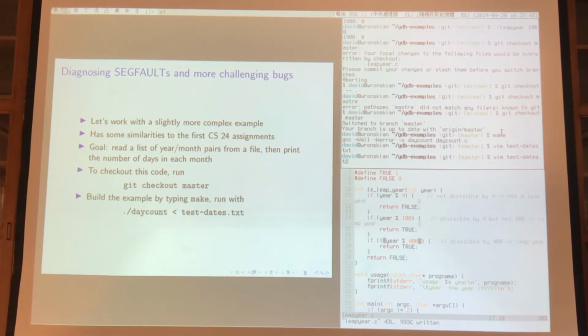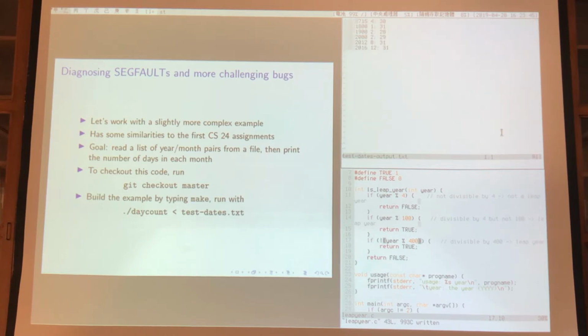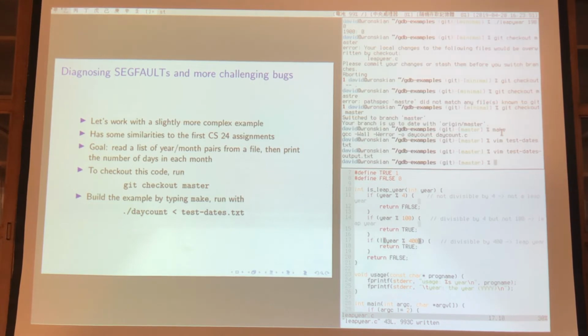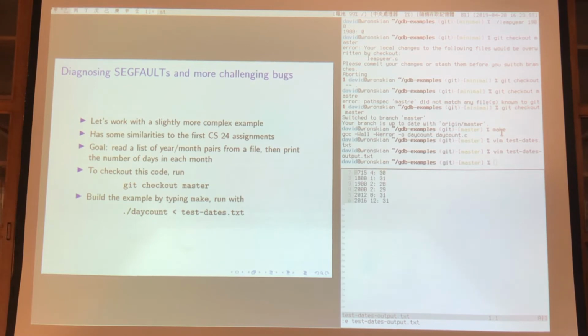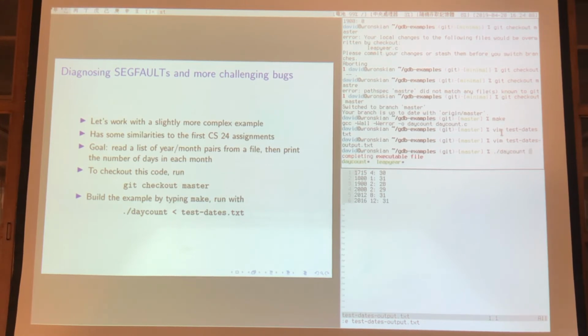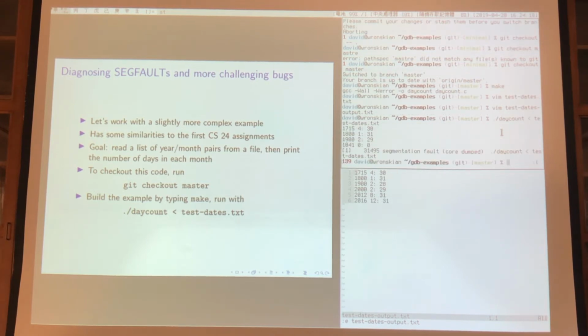We also have some example test output here in output.txt. That's what we'd expect if the program output were correct. I'm going to keep the example output down there, and now I'm going to run the date count program here. So I'm going to run datecount, and then you're going to use the less-than sign to pipe the contents of the teststates file into the program. And as you can see, it gives us a seg fault.